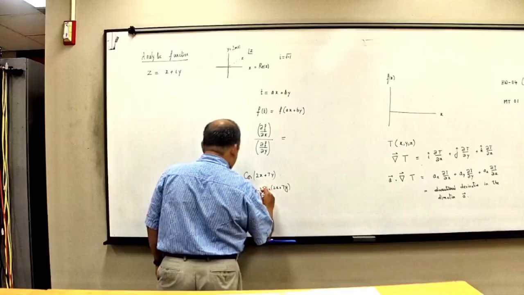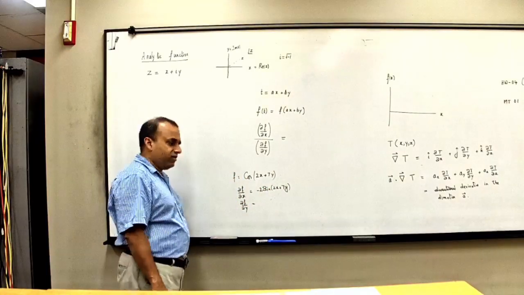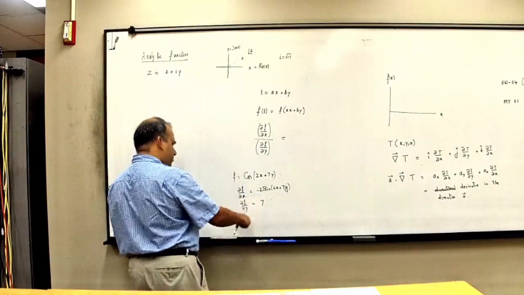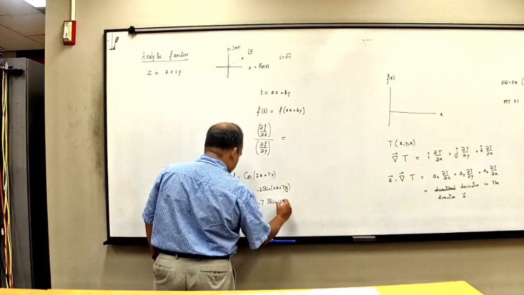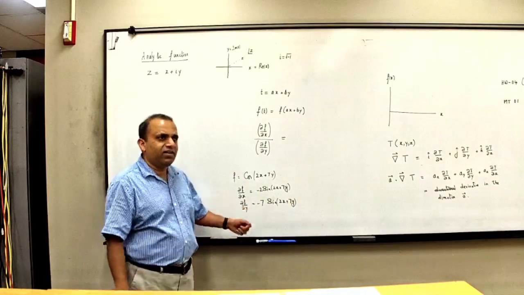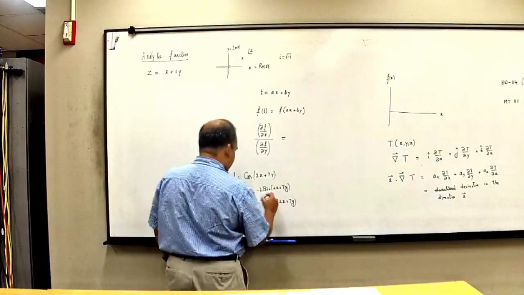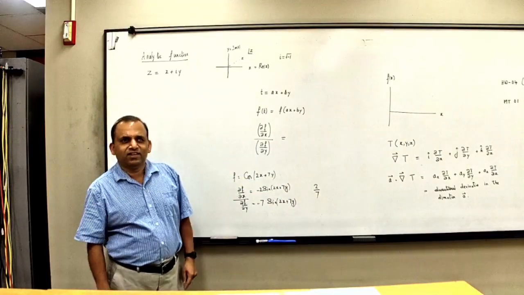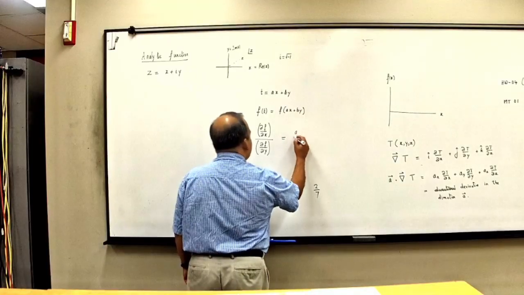Times 2, right? And with respect to y, 7, or negative 7 sine. Why is it negative? Oh, because it is negative, yeah, thank you. Sine of 2x plus 7y. What's the ratio? 2/7, right? If you divide this out, it's 2 over 7. So what might this be? A by B. So it should be a by b.